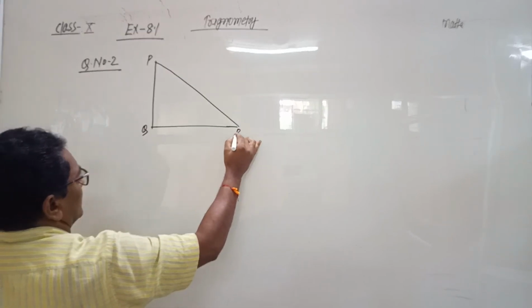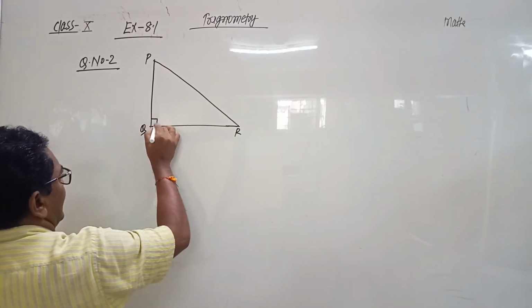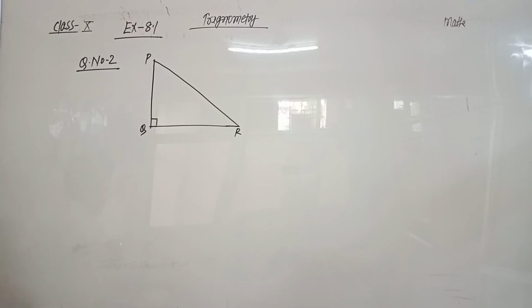Triangle PQR with a right angle at Q. Angle Q is 90 degrees. Calculate tan P minus cot R. Find tan P minus cot R.